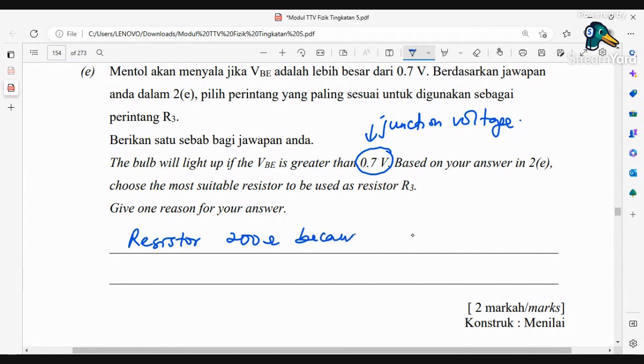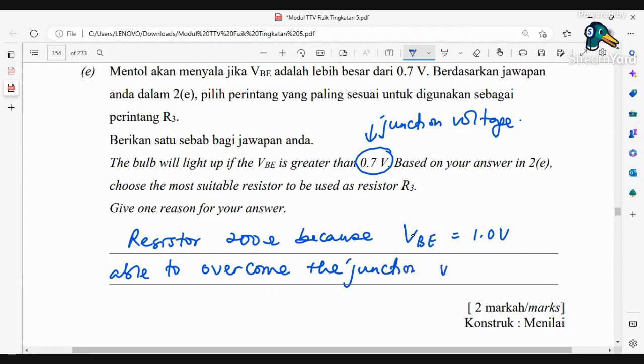Because VBE equals 1.04 volt, able to overcome the junction voltage 0.7 volt. And the transistor is on.